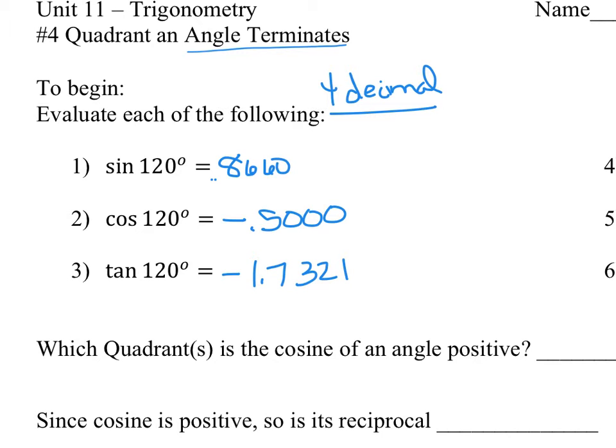Now, if you're not getting these values, if you get something crazy or something that isn't exactly that, please make sure you're in degree mode. That means you go to the mode in your calculator. I think it's the second or third down, and just make sure degree is highlighted.